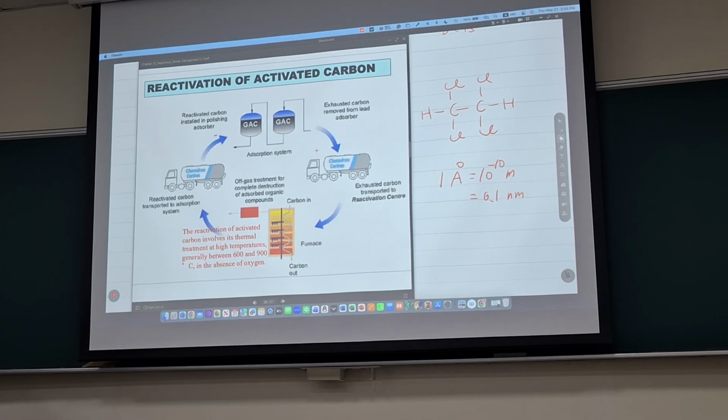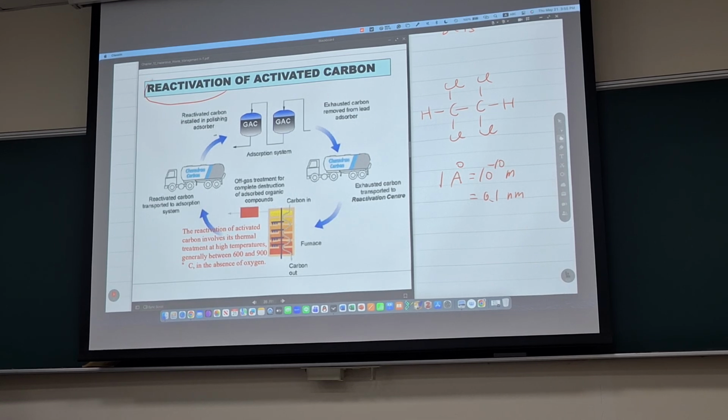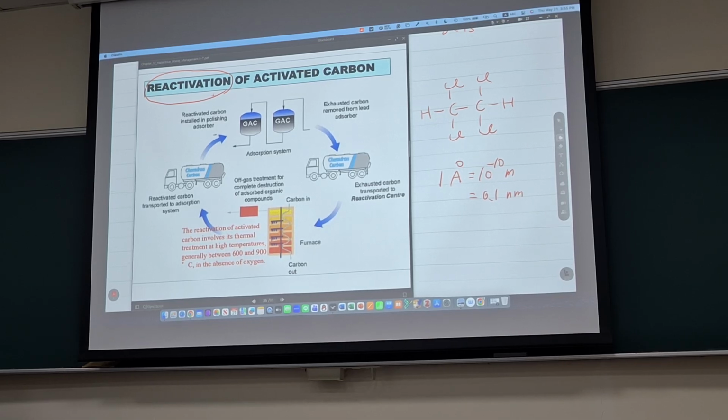So after you use those activated carbon, you don't need to throw them away, right? You might also reactivate. Okay, you can recover those activated carbon.